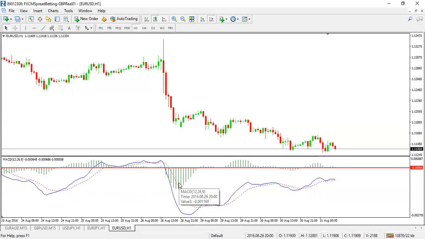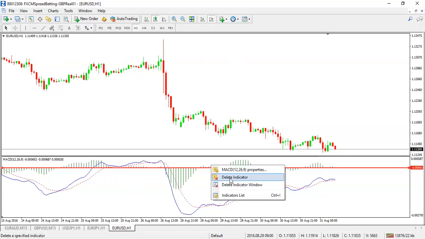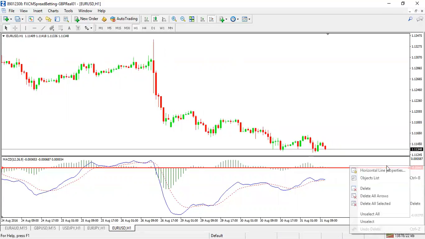Personally, I don't use the MACD to trade. I use it as maybe an extra confirmation of my own analysis and to really back up what I'm thinking is going to happen in the market or on a pair. Now, things you need to look at, like I said, is divergence. Now, let's just get rid of this line.